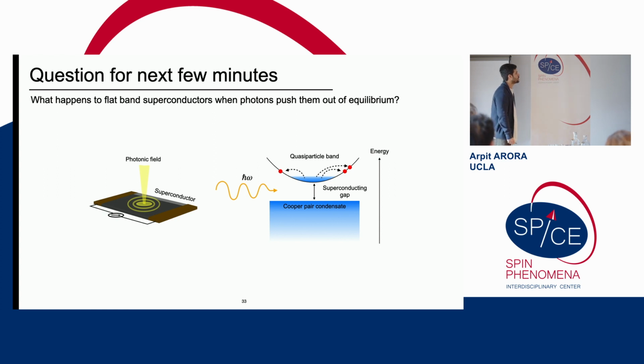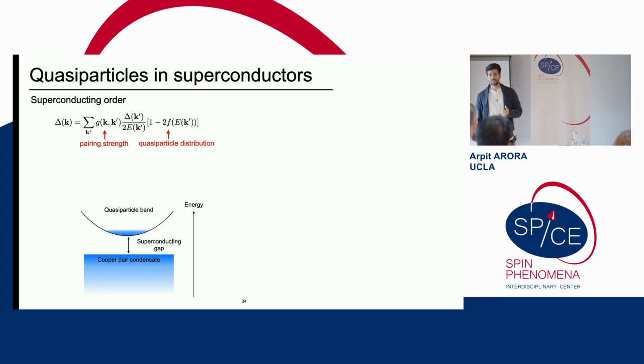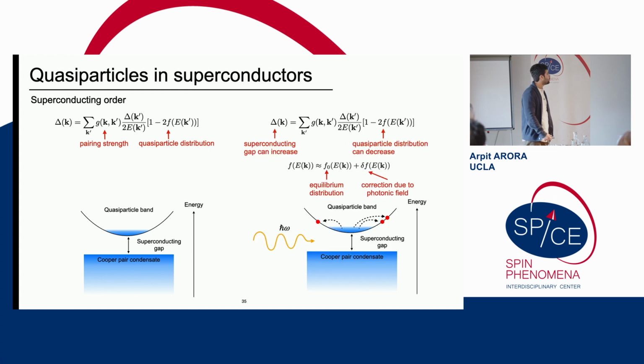Now the question that I would like to ask in the next few minutes is: what happens if we shine light on flat band superconductors? My context is enhancing the superconducting order by shining light, and how this works is the following. The gap equation for a superconductor has two important elements: the pairing strength and the distribution of the quasi-particles. If we shine light, we can perturb or change the distribution of the quasi-particles, and then we get a correction coming from the light field. There's an interesting consequence: if we can somehow decrease the quasi-particle distribution, then we can take the superconducting gap higher. This happens because the most important quasi-particles lie along the band edge.